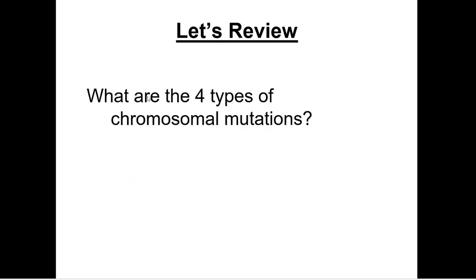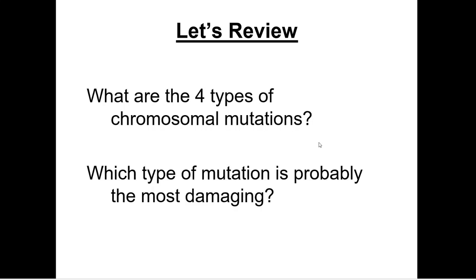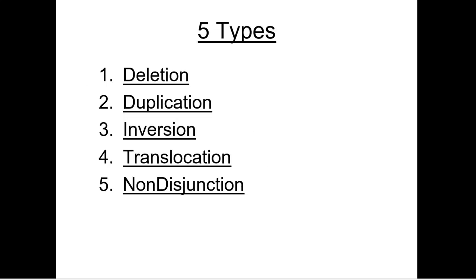All right, so let's review. What are the 4 types of chromosomal mutations? I hope you guys said inversion, deletion, right? You've got translocation, inversion, duplication, deletion, right? So these are the 4 main types, and then non-disjunction is our 5th.